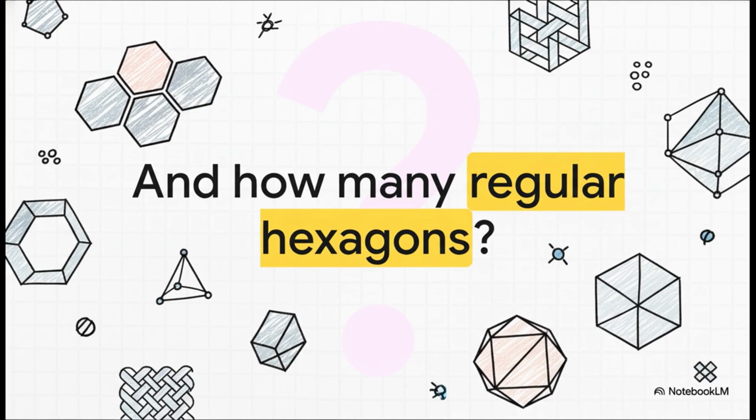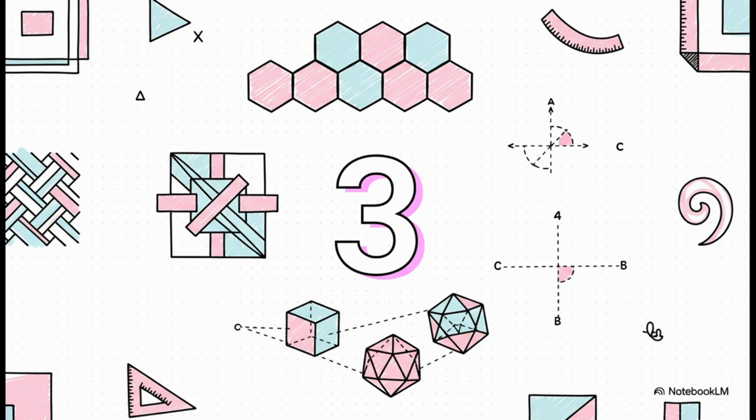And what about our last one, the regular hexagon? Their corners are a lot wider. They're 120 degrees each. So how many of these is it going to take? Just 3. Their 120-degree angles also add up perfectly to 360.